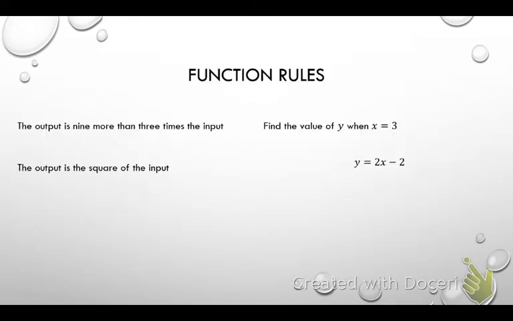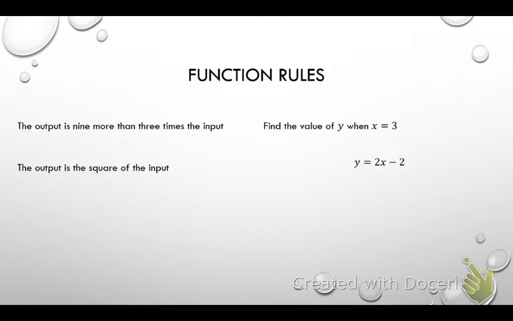All right, next slide. Okay, function rules. You're going to have a couple statements. I believe there's 3 on your test tomorrow where you take the statement and you have to write a function rule. What does that mean? You're basically writing the equation that represents the statement. So let's look at the first one. The output is 9 more than 3 times the input. Anybody think that they got that right? Robbie? Y equals 3x plus 9.